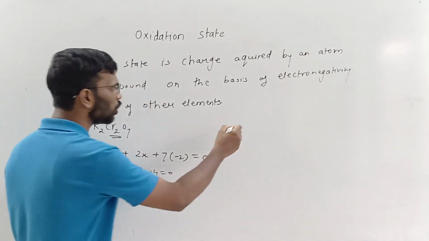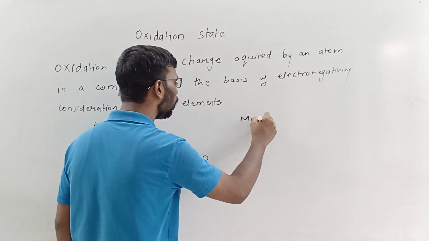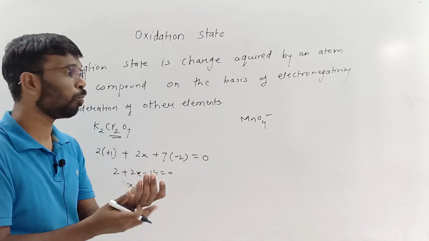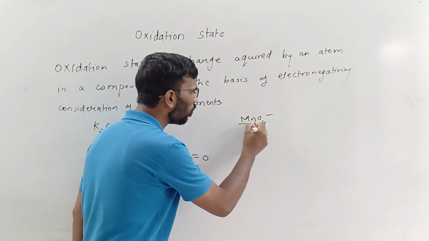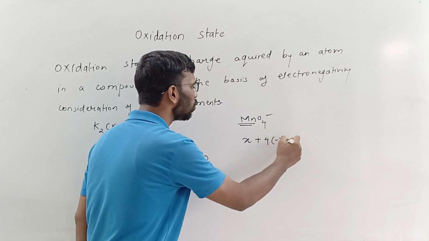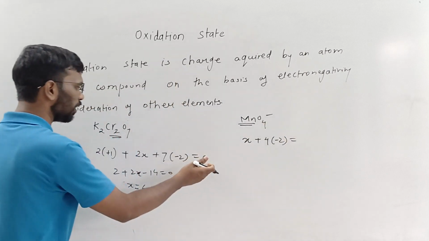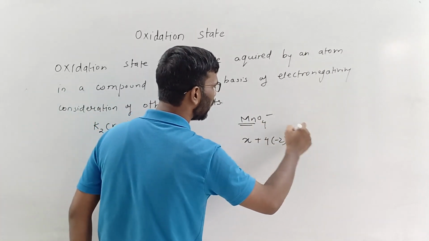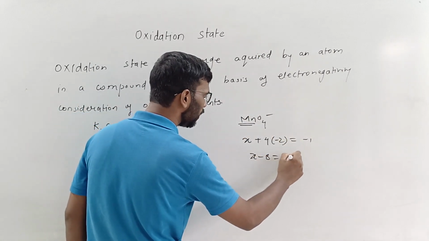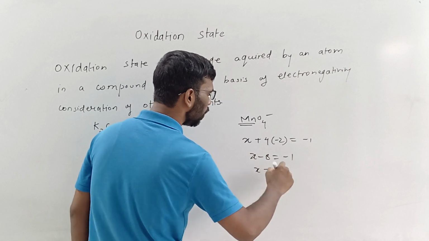Same way, if I take MnO4 minus. Now this minus is not on oxygen, it is on the whole molecule. I will form an equation, as I want to find it on Mn. So I'll put x plus 4 into -2, equal to, instead of 0, which I have written, -1, because this is a -1 charge. So x minus 8 is equal to -1, x is equal to +7.